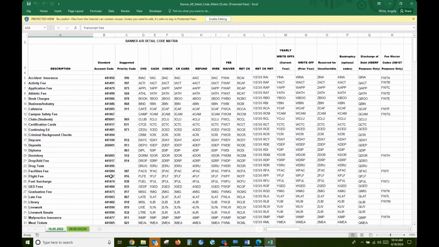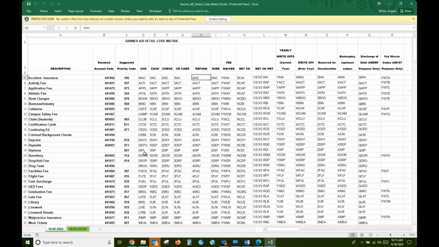So like I said, everybody uses INAC as the charge code for accident insurance. And everyone uses 1IAC, 2IAC, and 3IAC for cash, check, or credit card payments. And everyone uses 4IAC for refunds, right? So all the way across, everyone uses the same codes. And it really does help when we are pulling numbers for you all. So there are some that you probably won't use.